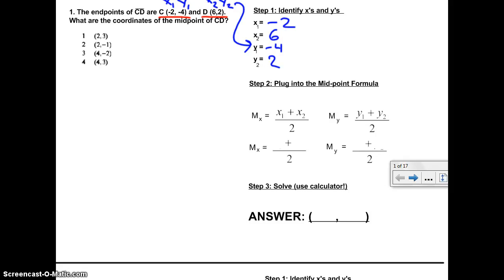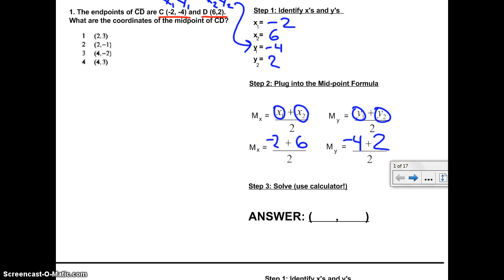So here, we have X1 right here plus X2. Well, go back up here. X1 is -2. X2 is 6. Same thing for the Y's. We have Y1 and Y2. We'll take them from above. Y1 is -4. Y2 is 2. And so now the last step is just to solve.